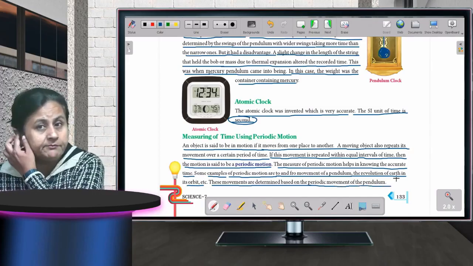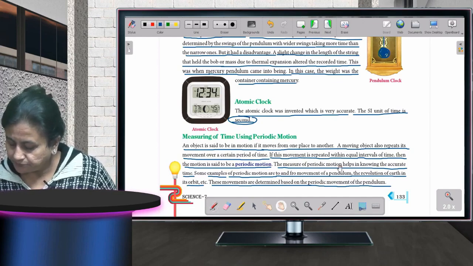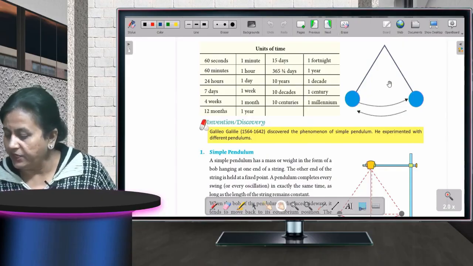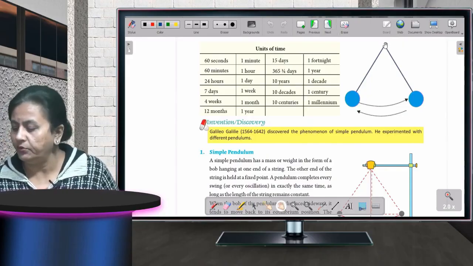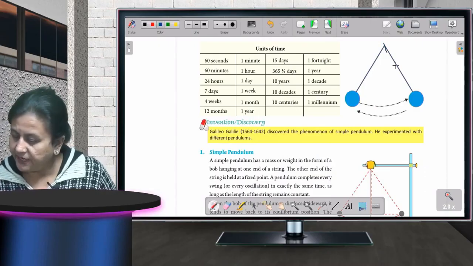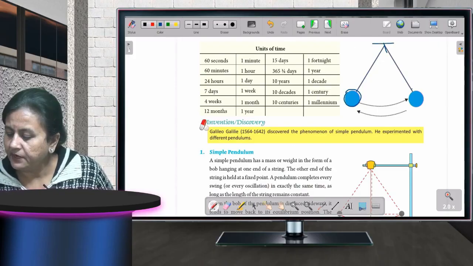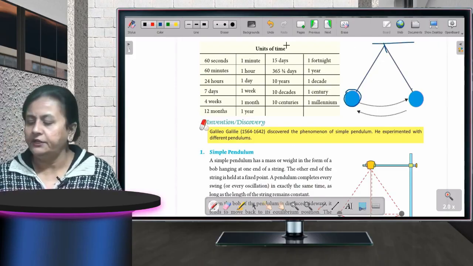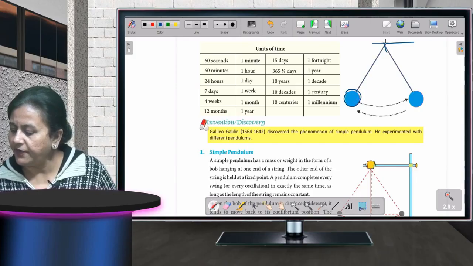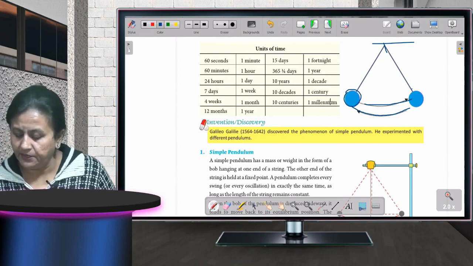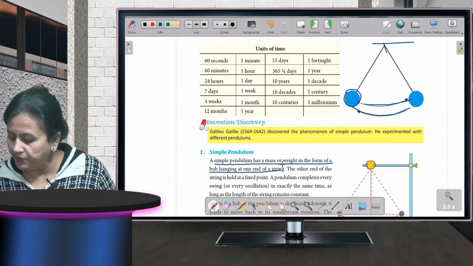Do you know what a pendulum is? See, I'll tell you. Let me come to the next page. See, you can see on your screens also, this is a pendulum. Okay, what is it? A string is there, and on one end, a metal bob is attached to it. Then this string is attached to some base, and now it keeps on moving. See, if I move it, it will go this way, then it will come back to its original position. Okay. So a simple pendulum has a mass or weight in the form of a bob hanging at one end of a string.